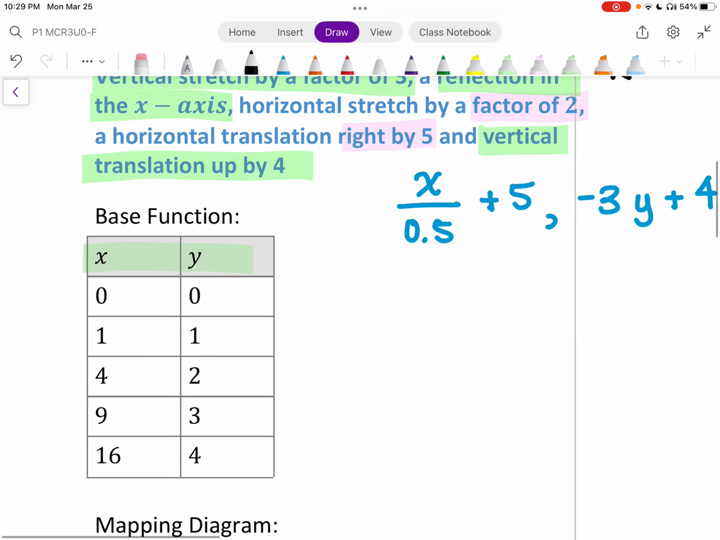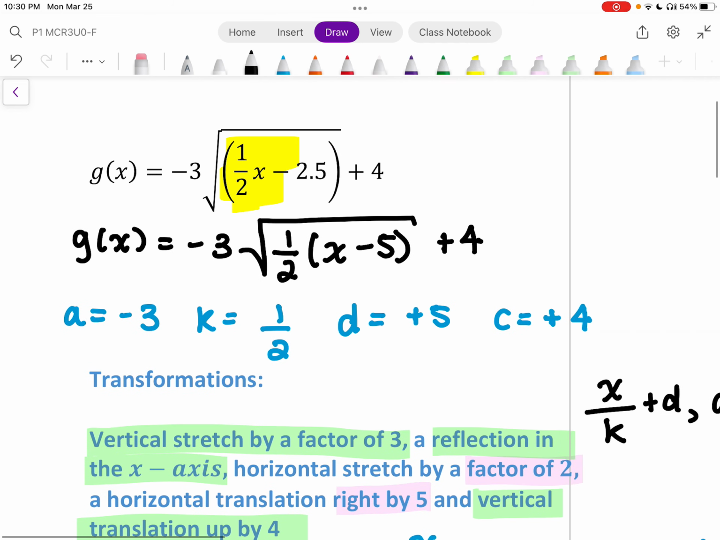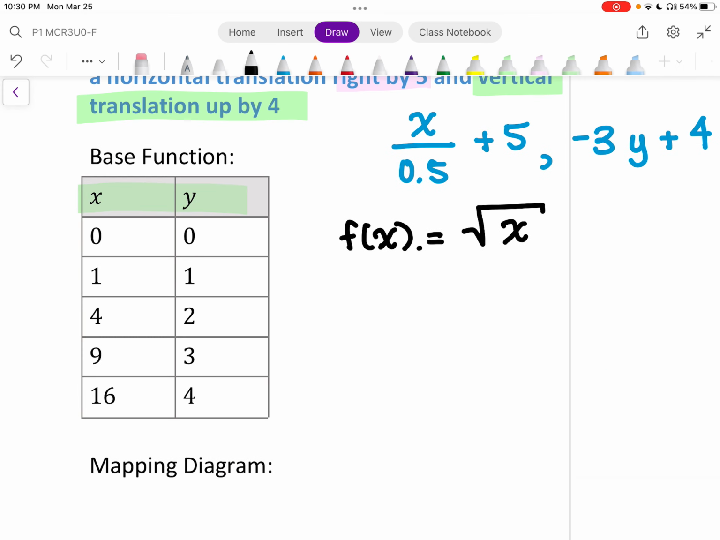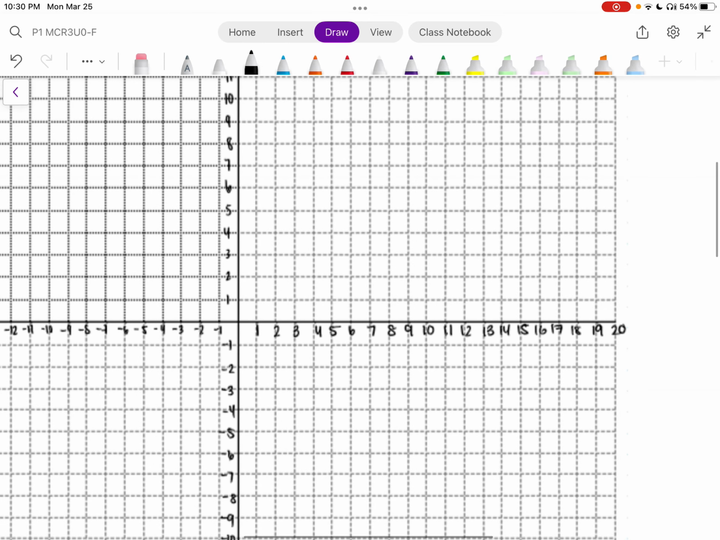So we're always going to start off with our base function. We know here that our base function is going to be f of x is equal to square root x. I know this because that's my parent function. The square root sign kind of gives it away here, right? So I'm going to go back and look at what the points are. For square root x, we always use the points 0, 0, 1, 1, 4, 2, 9, 3, and 16, 4. So I actually like to go ahead and plot in my parent function first.